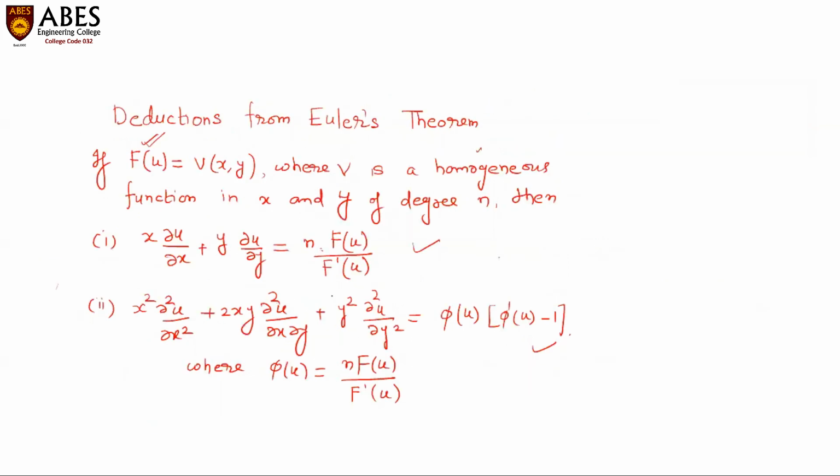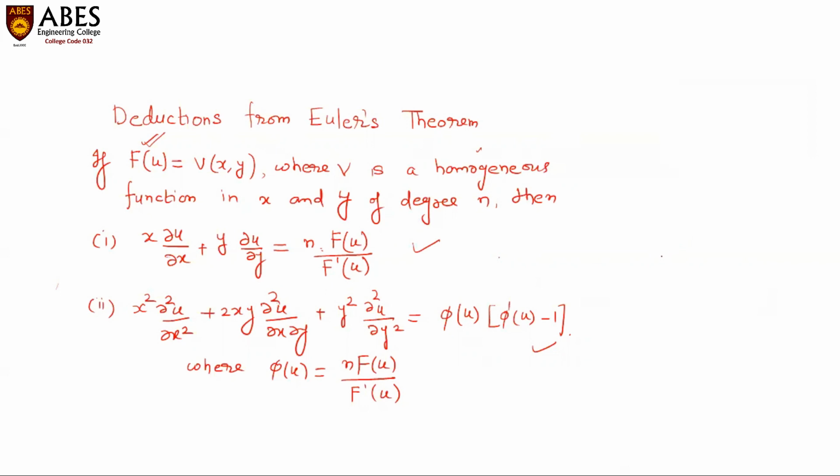Here are deductions from Euler's theorem. If f(u) equals v(x,y), where v is a function in x and y of degree n, then x into del u by del x plus y into del u by del y equals n into f(u) divided by f dash(u). Second, x square del 2u by del x2 plus 2xy del 2u by del x del y plus y square del 2u by del y2 equals phi(u) into (phi dash(u) minus 1). Here phi(u) equals n into f(u) upon f dash(u).